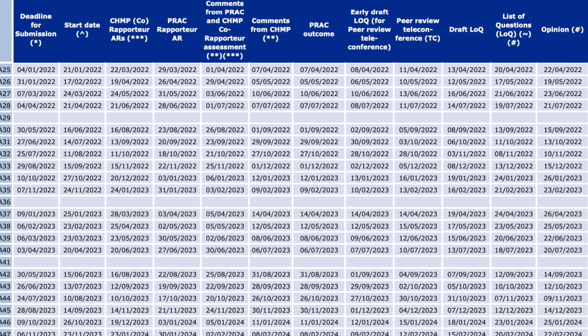The CHMP, as I said at the beginning of this video, will evaluate your application with input from PRAC and other committees if necessary. There's also the Committee for Advanced Therapies, which is known as CAT, and they'll pull them in if it's relevant. Now, this whole process takes about 210 days. The EMA is very specific with submission dates. On their website, they actually have a whole timetable of when their submissions take place. I'll put the link down below if you're curious, but everything lines up very perfectly.